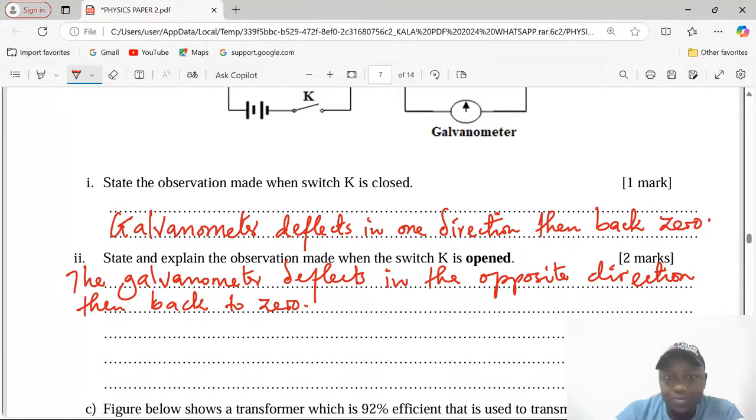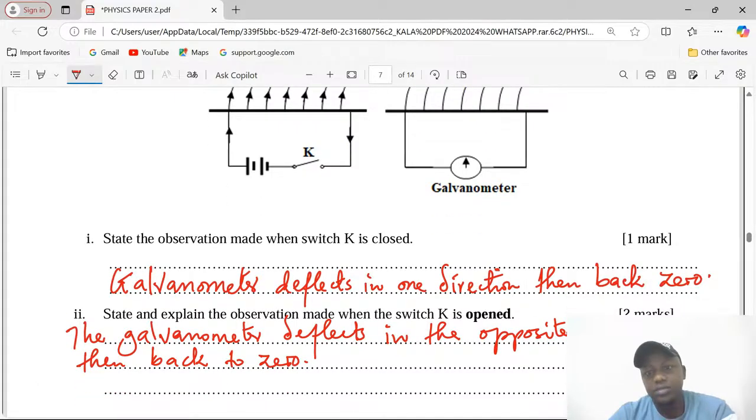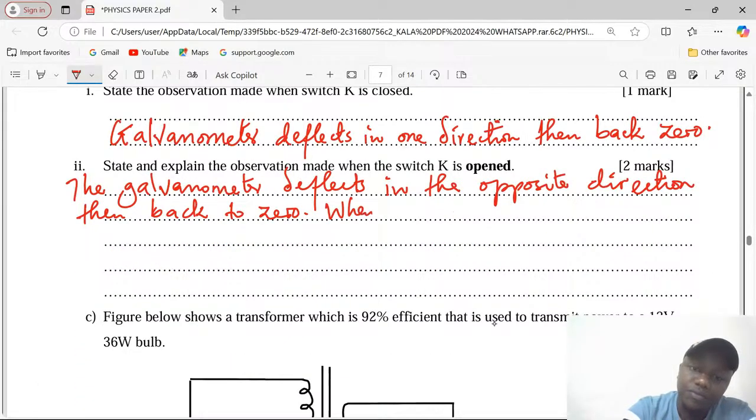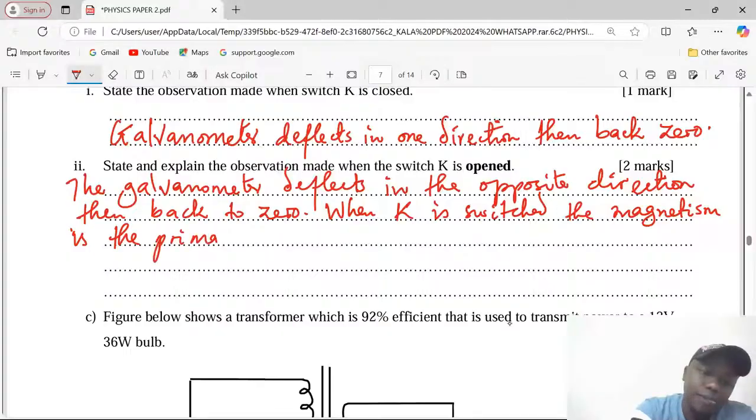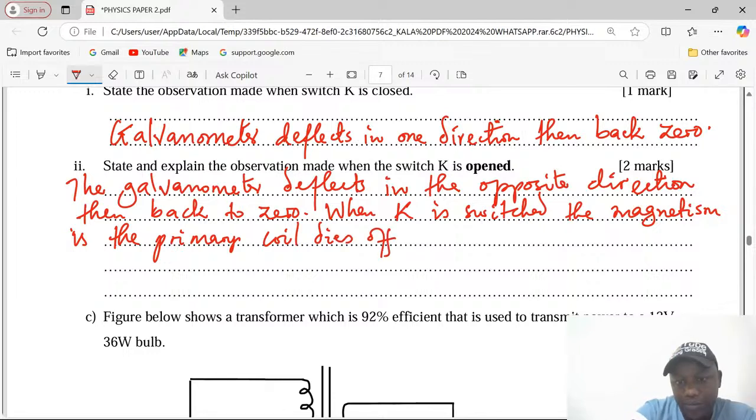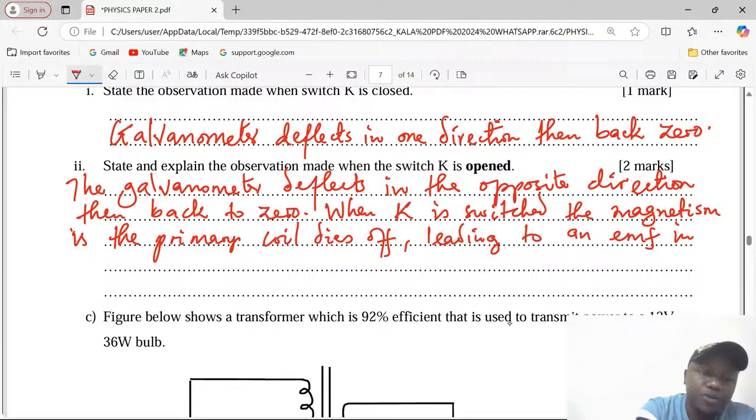This is because when K is switched off, the magnetism in the primary coil dies off, leading to an EMF in the opposite direction.